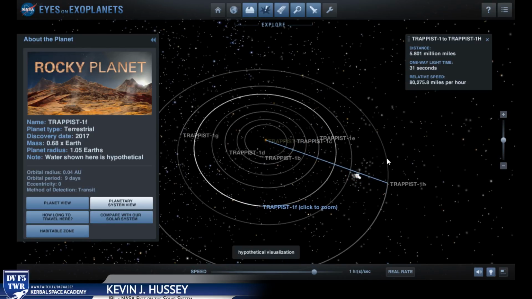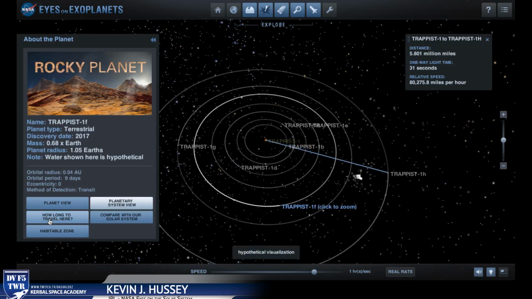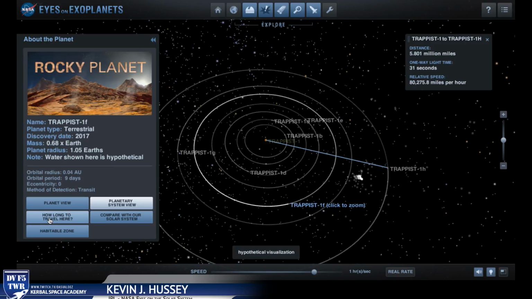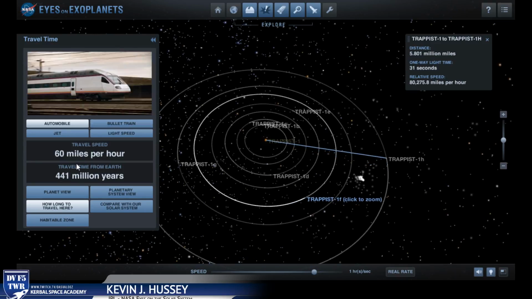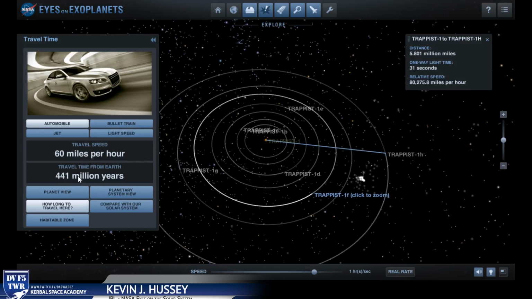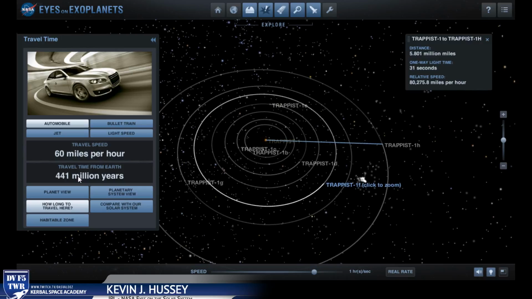It's 40 light years, I think, right? Let's figure that out. So we have this button. I just jumped ahead. I'm sorry. That's okay. So we have this little button: how long to travel there? Using an Audi, traveling at 60 miles an hour, it's a mere 441 million years. So that's a lot of time. And a lot of gas.